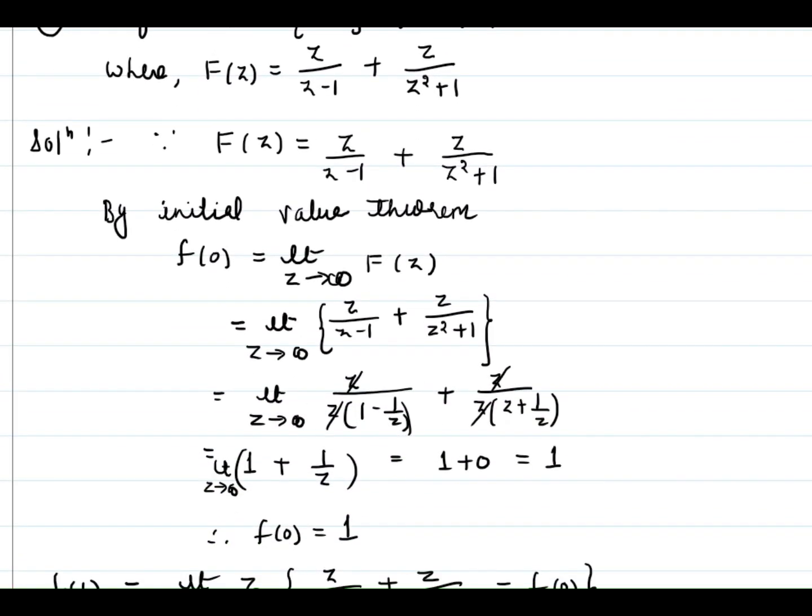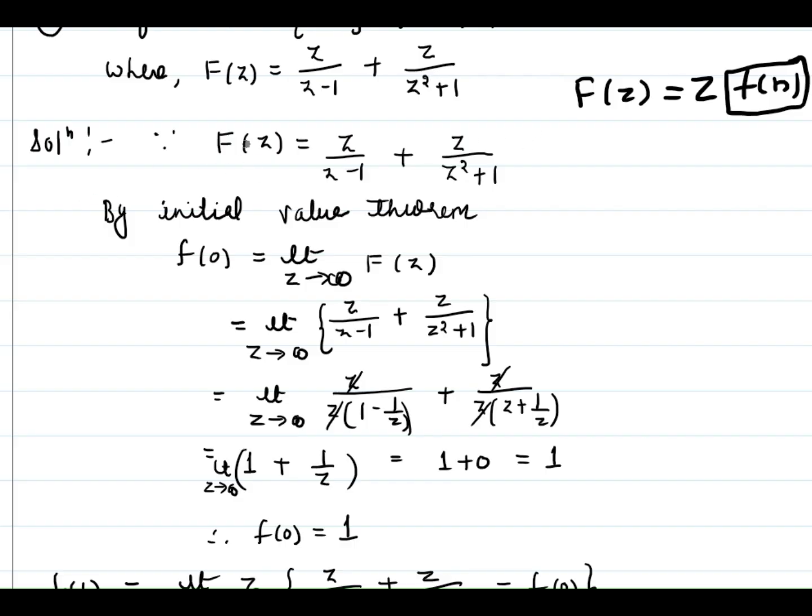So just check here what is the example. The example is, if F(z) equals sum of z^(-n) f(n), then find f(0) and f(1). They are asking what is the value of the initial value f(0) and f(1) when the function is given by F(z) equals z upon z minus 1 plus z upon z square plus 1. And we know that F(z) equals sum of z^(-n) f(n). This is the main definition of the Z transform.